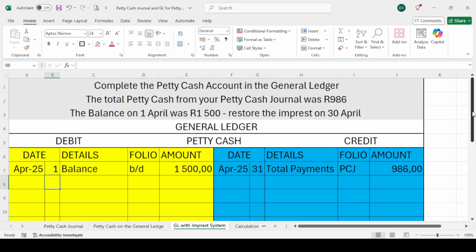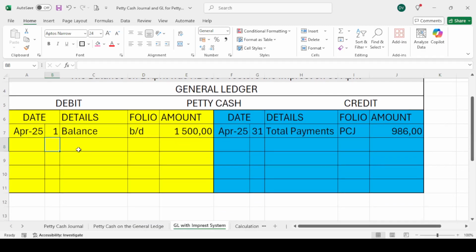Sorry, just want to check the date. It says restore the Imprest on 30 April, so it's the last day of the month, the 30th. They want us to restore it, so they want us to put back what we've used, meaning it will be 986.00. But where did we get that? Where does it come from?